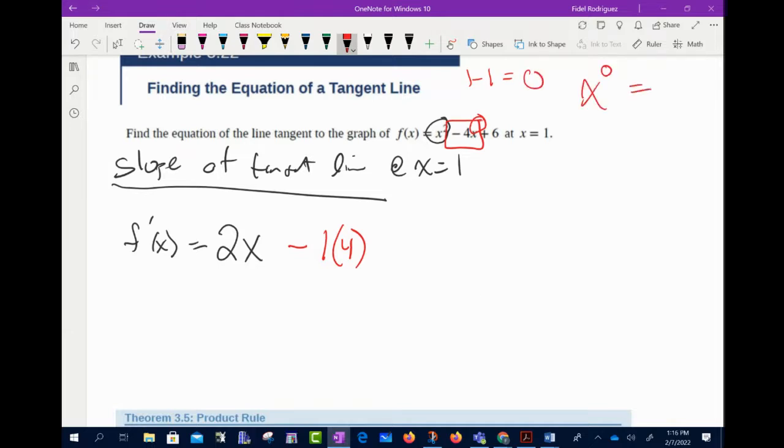Question: anybody know what x to the power of 0 is? It's always going to be equal to 1. Okay. So we're not going to have any more x's. Okay. Last part. What is the derivative of 6? Good. Question, John?